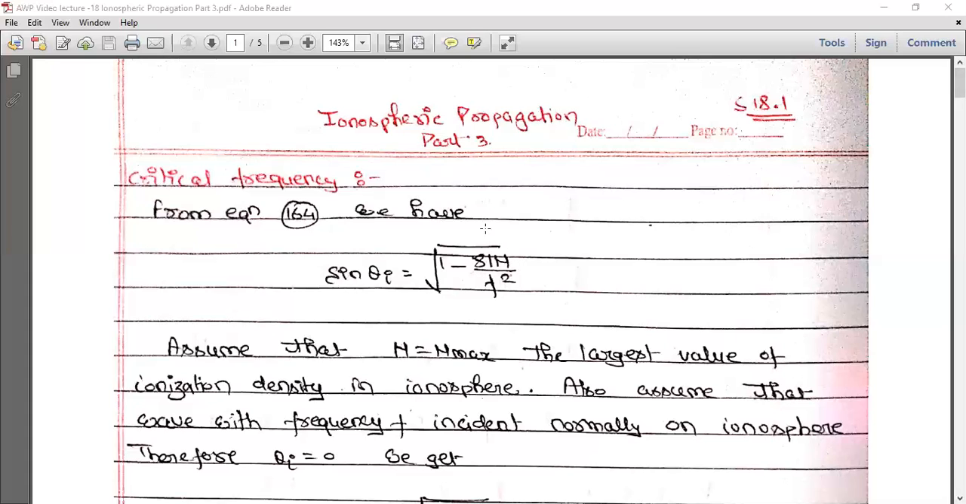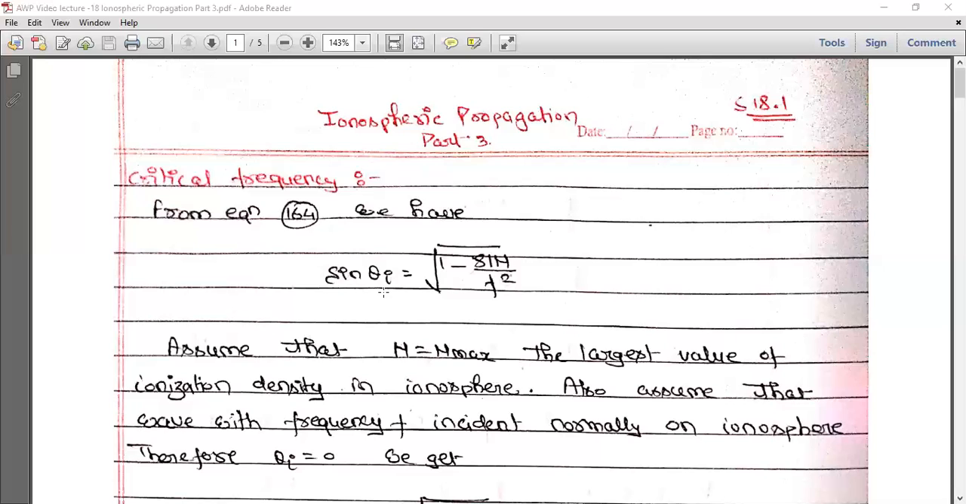So using this expression, if you have a frequency f and an angle of incidence theta I, you can find the height from which this frequency at this angle of incidence will reflect back. Or, if you have a frequency f and you want the wave to reflect from a particular height, then at what angle of incidence it should be transmitted, you can also find using this equation. Now we use this equation to find some important parameters of our interest.